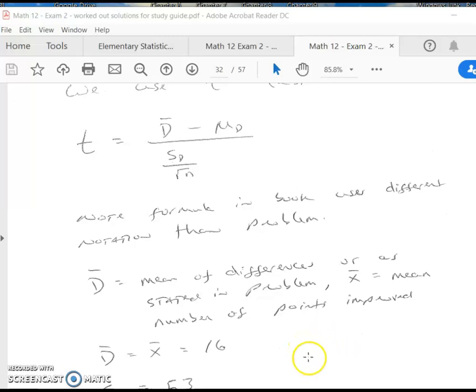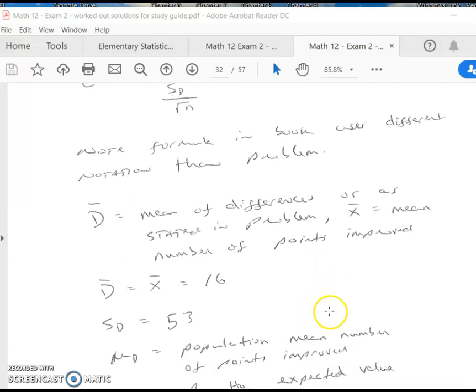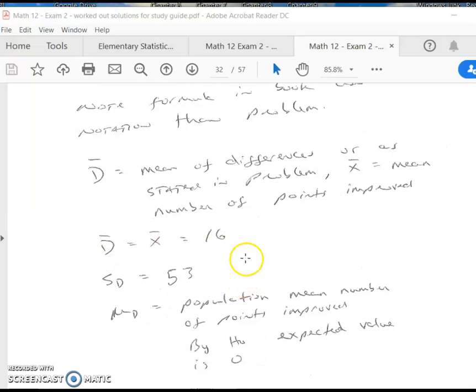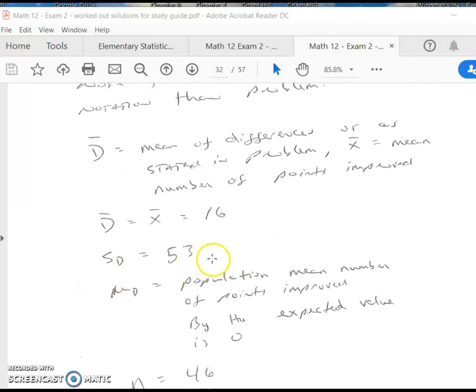The random variable we're interested in now are these deltas, the differences. So the D bar or the X bar is the mean number of points that you improve, the mean of the differences. D bar, which is exactly the same as X bar, just the notation is different, is 16. That was given to us. The S sub D is 53.